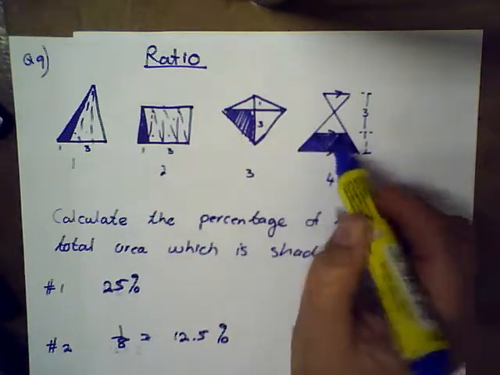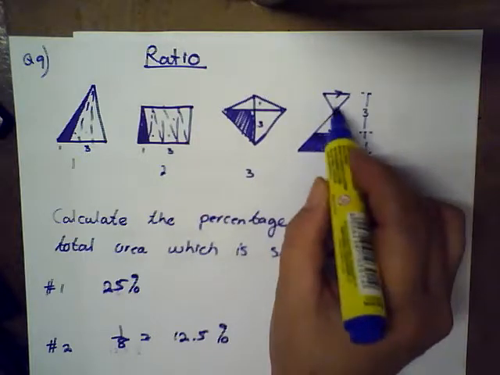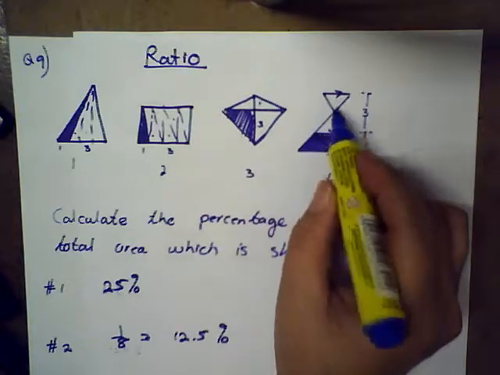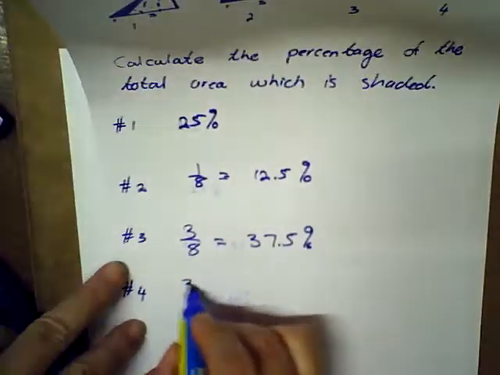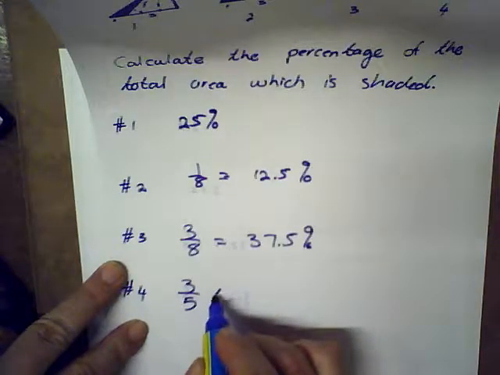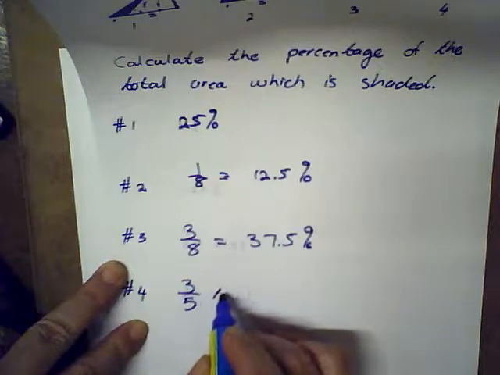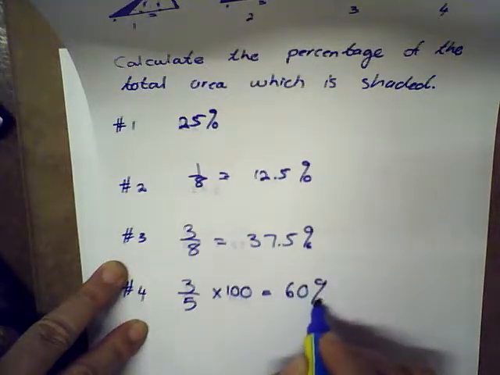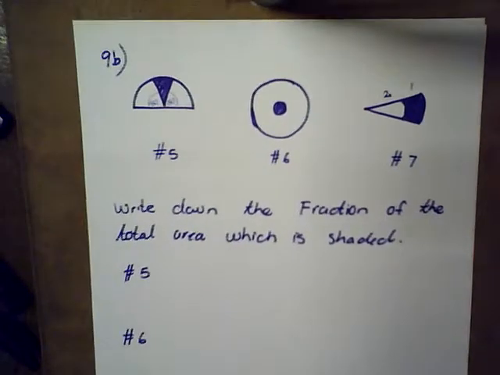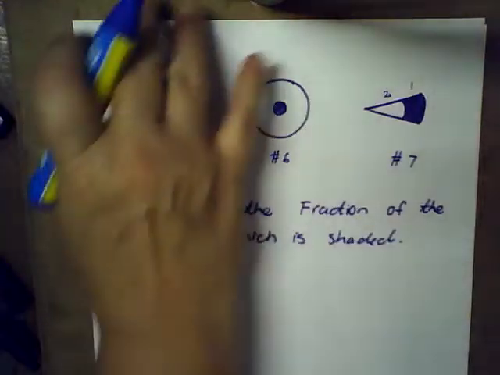The next one there, I have little triangles, so 1, 2, and this is the base, and it's 3 times, so I can divide it like that. So 1, 2, 3, 4, 5 parts, and I've shaded 3 of them, so it's 3 out of 5 parts, and I times it with 100 to get a percentage, and that would give me 60%. Okay, good.